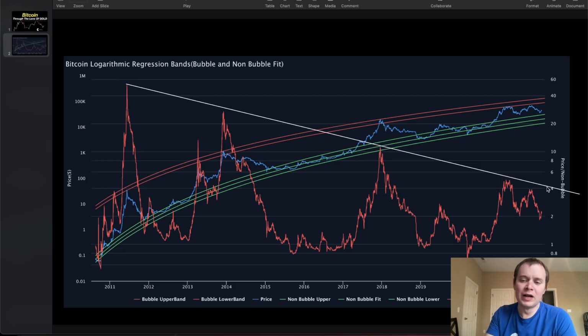But furthermore, one of the reasons why this will become somewhat irrelevant at some point is because this needs to be refit every few years to really hone in on what the fair value of Bitcoin is fit to, quote unquote, again, non-bubble data. And this is something that you have to refit every time we go back into that band, all right?